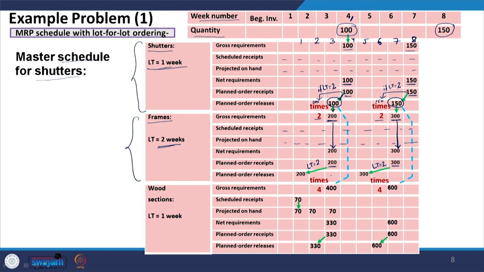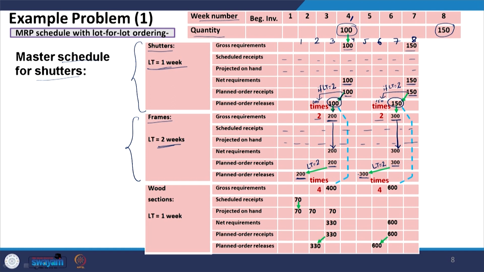So, here I can write lead time is 2 weeks. What I want in the 3rd week, I will place order for that in the 1st week. What I want in the 7th week, for that I will place order in the 5th week. So, I will place order in the 1st week and in the 5th week for my frames, so that these frames are available to me in the third week, and then only I can make my shutters, because the order for shutter is in the third week.